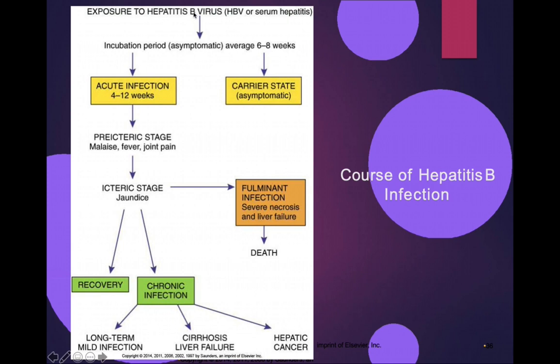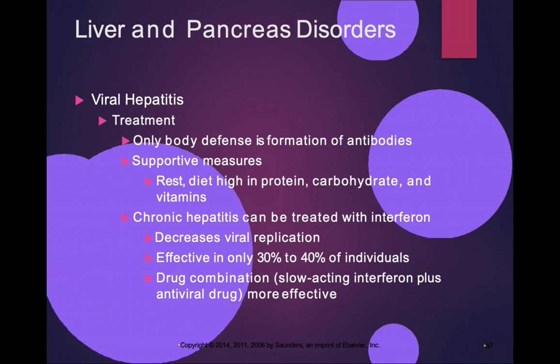We said that hepatitis B and hepatitis C could lead to hepatic cancer. So for treatment, the only body defense is the formation of antibodies. So it's the exposure to it and producing antibodies, or getting vaccinated and then having the body produce antibodies to that. A lot of supportive measures. We need to give them plenty of rest, a diet high in protein, carbs, the appropriate vitamins to help support the liver. There are many herbs. I know milk thistle is excellent to treat the liver.